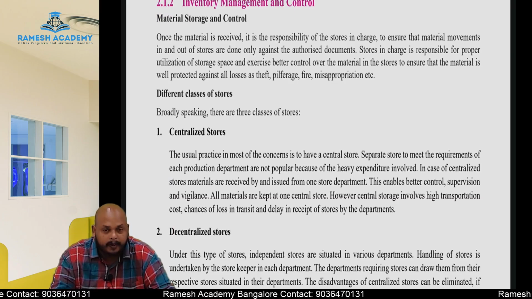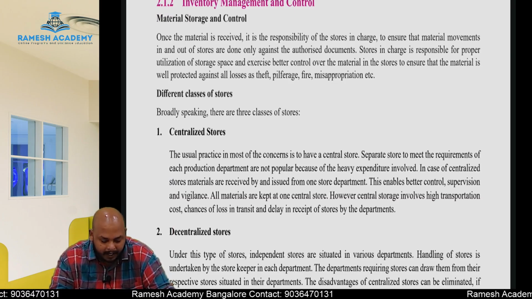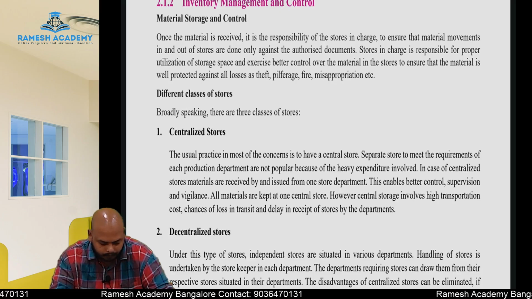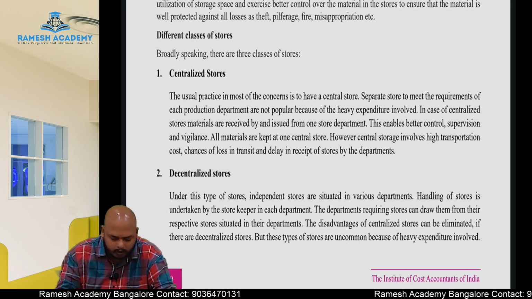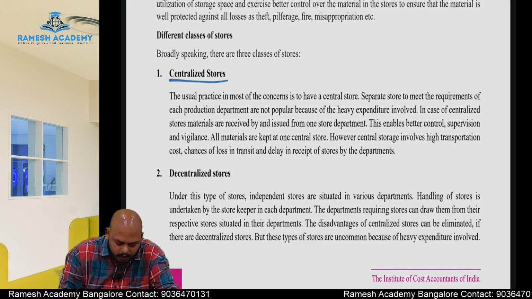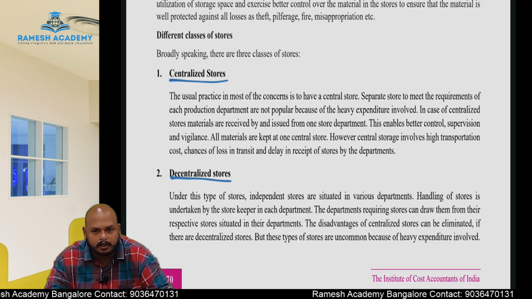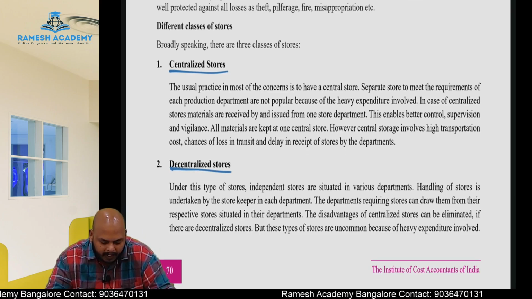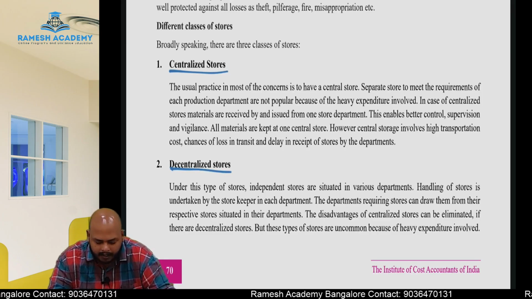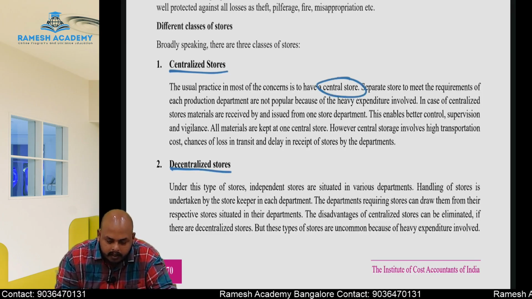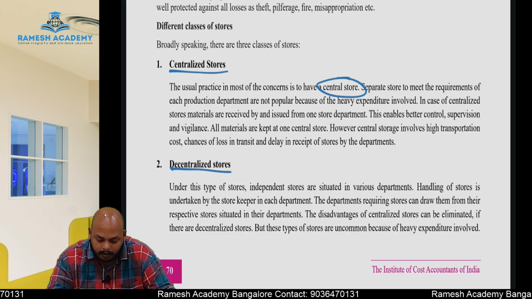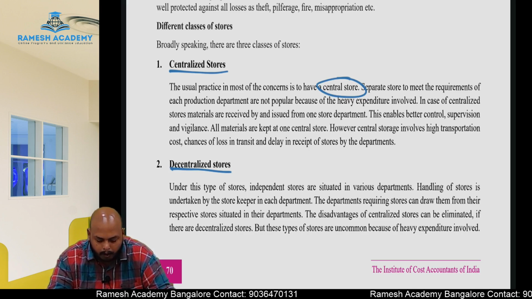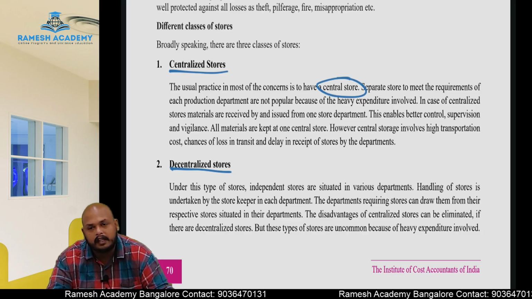Next, topic number 2.1.2, inventory management and control. In inventory management and control, there are different classes of stores. One is centralized stores, another one is decentralized stores. The usual practice in most business concerns is to have a central store. Most business organizations will prefer a central store. Separate stores to meet the requirements of each production department are not popular because of the heavy expenditure involved.